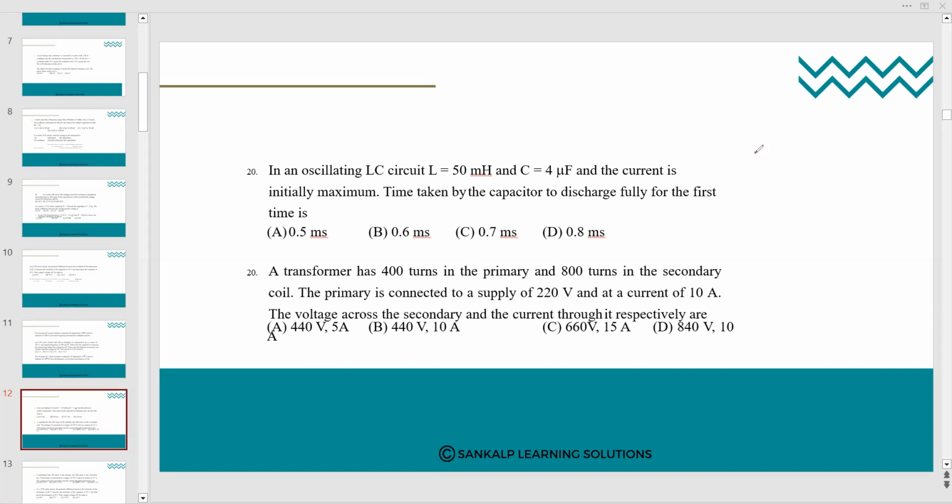Frequency and time are reciprocal to each other. Therefore, T is equal to 2 pi under root of L into C. The L value is 50 milli, so it is 50 into 10 raised to minus 3, and the capacitor value is 4 into 10 raised to minus 6. If you simplify this, it will be 28 into 10 raised to minus 4 second.